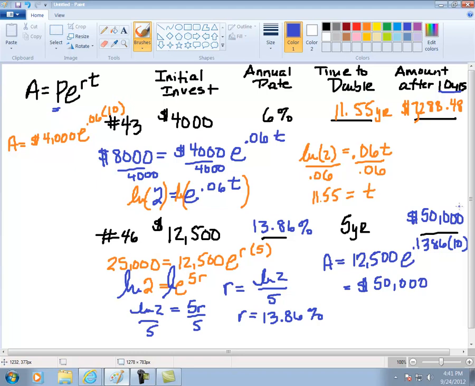So those are some applications of our continuously compounded interest.